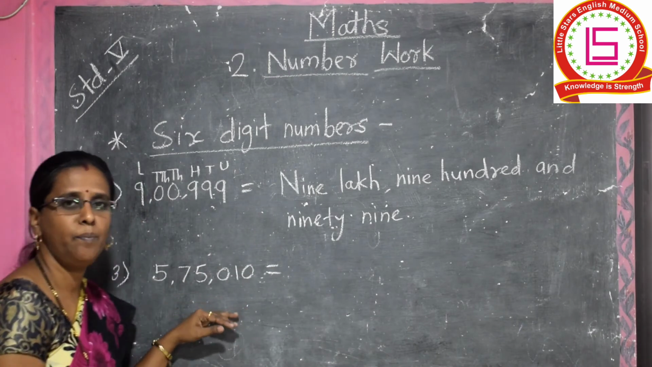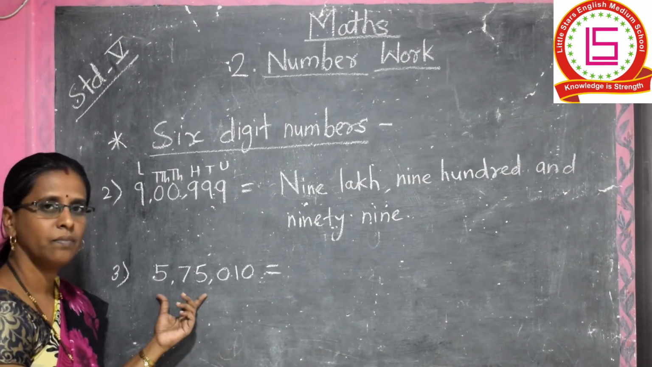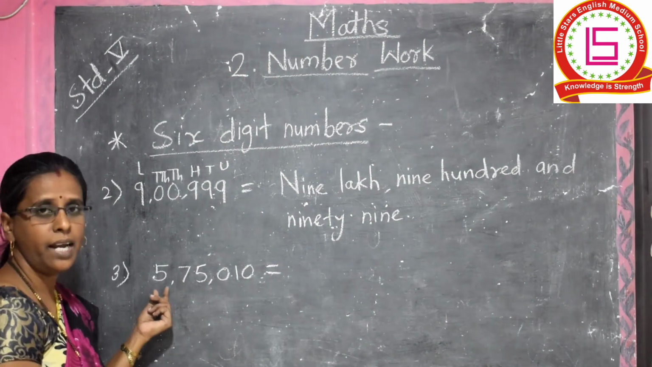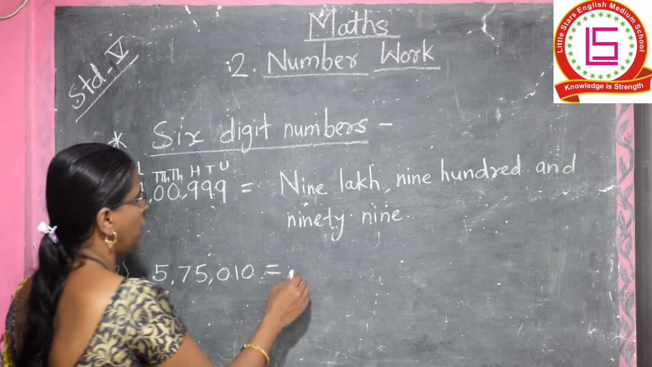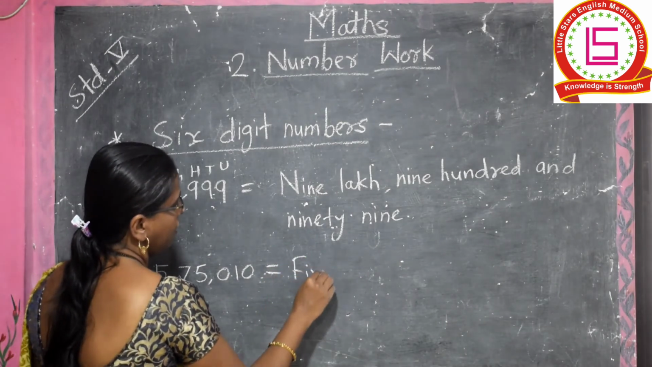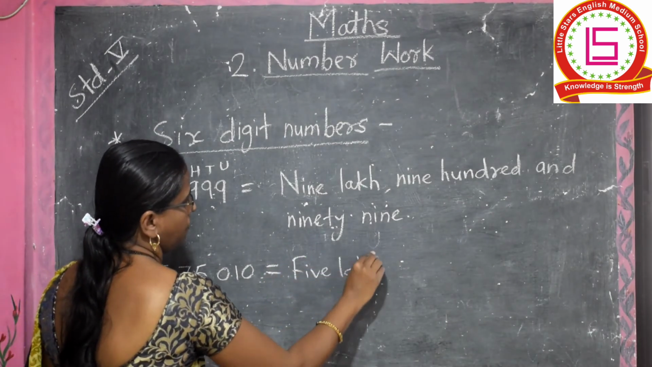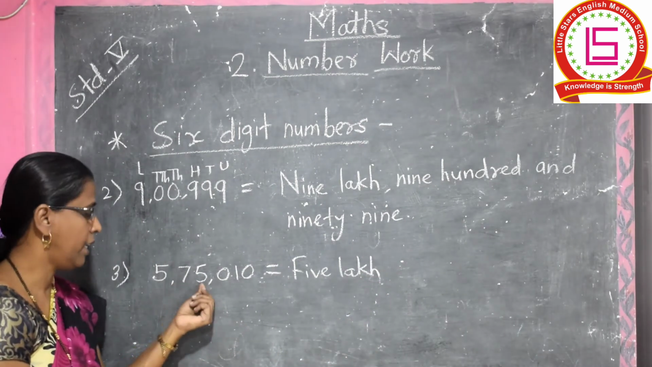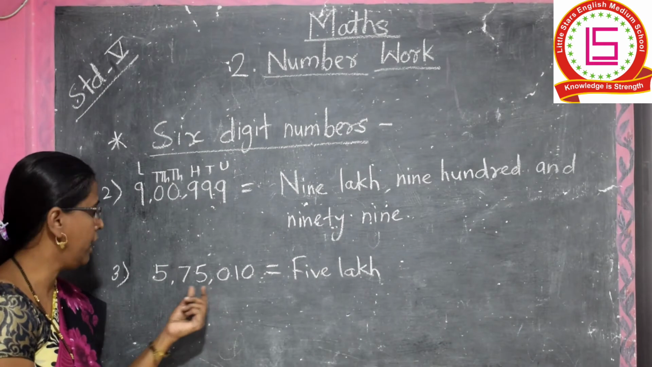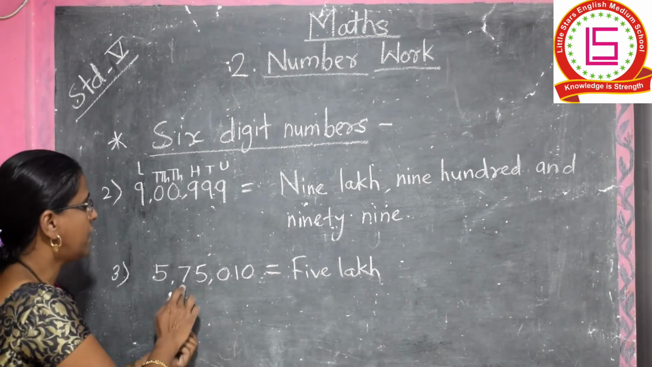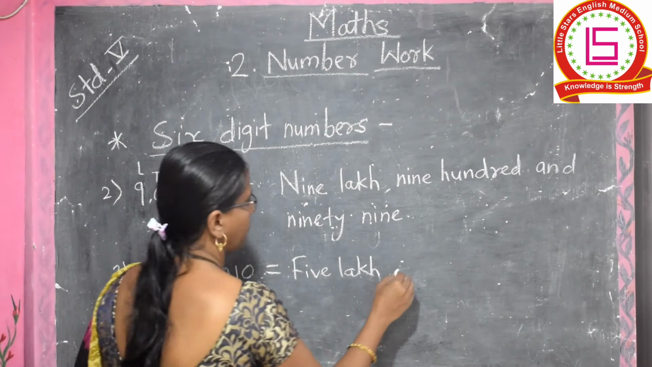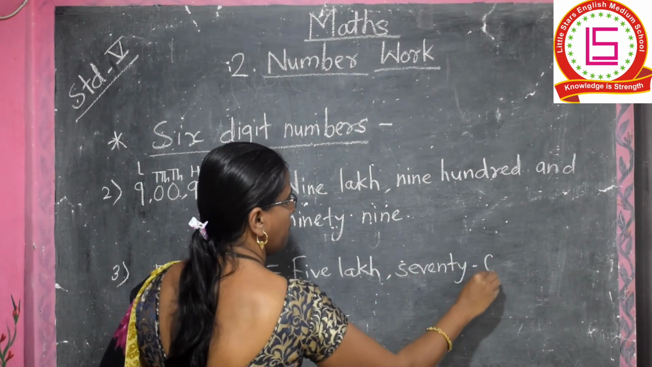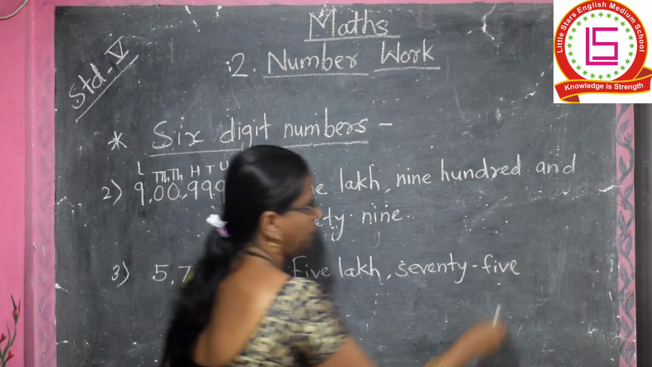Try to read this number. See here, 5 is present at the lakhs place. Okay, so we write here 5 lakh. Okay, then after this 10,000 and 1,000. Okay, let us read this number together: 75,000.